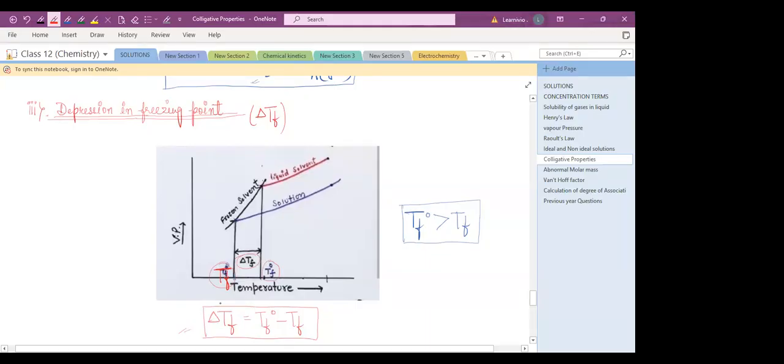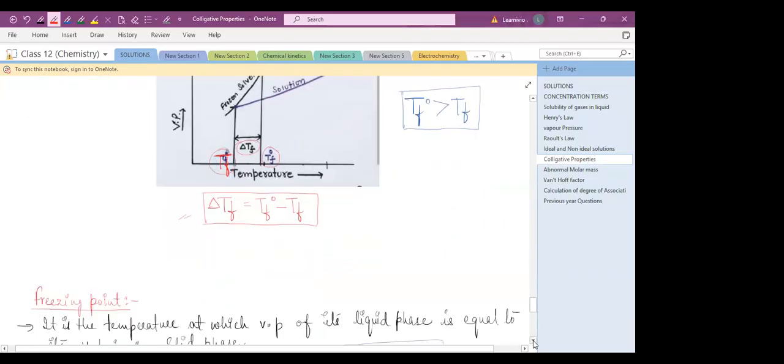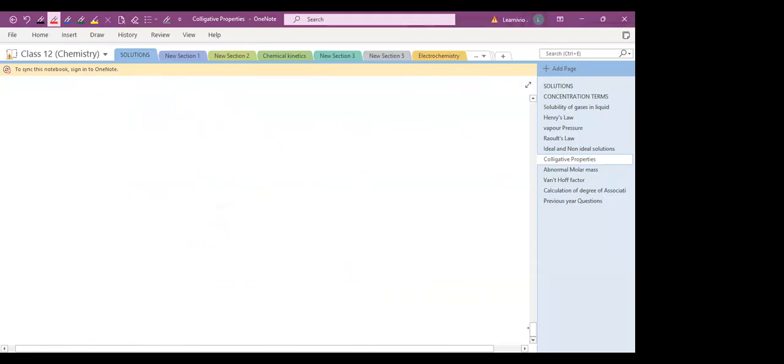Clear? This graph is clear? Yes, ma'am. Yeah. Okay, now see.